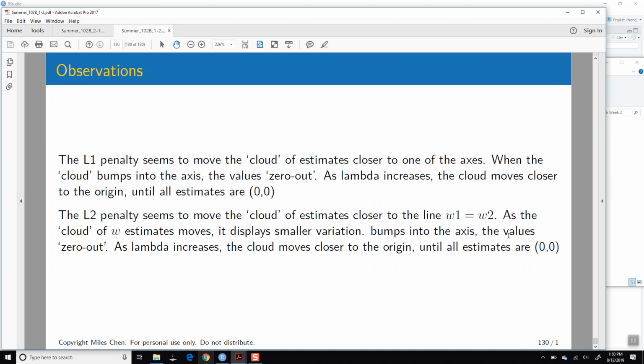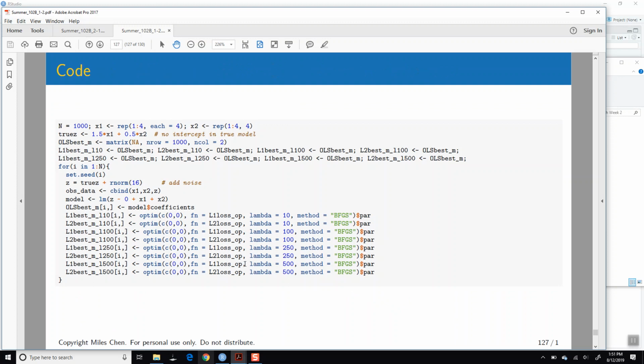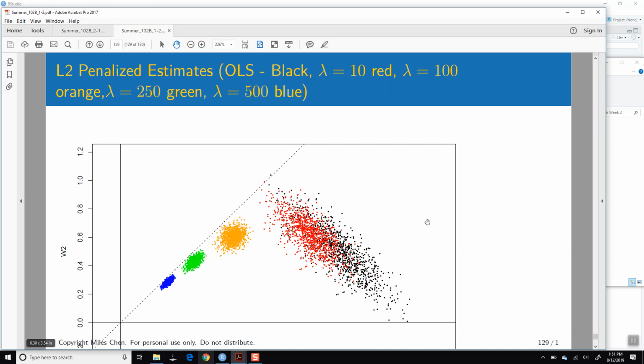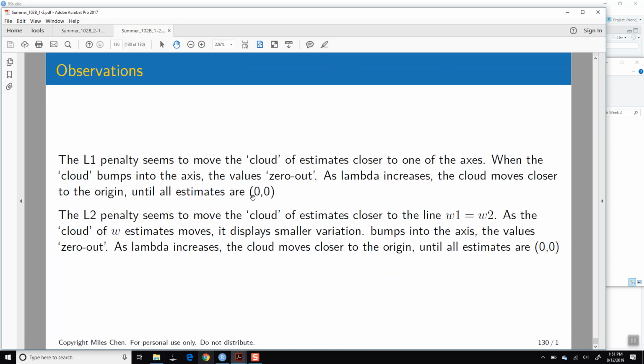I think this summarizes a lot of what I've said. The L1 penalty seems to move the cloud of estimates closer to one of the axes. When the cloud bumps into the axis, the values zero out, until they all end up at 0, 0. On this plot it's hard to see, but there's actually a whole bunch of blue dots right at 0, 0. So it went from black, orange, black, red, orange, green, and then blue. But by the time it got to blue, it was all 0, 0. I did the same thing here. Until they all end up at 0, 0, and then the L2 penalty moves the cloud of estimates towards this, and the variance shrinks.